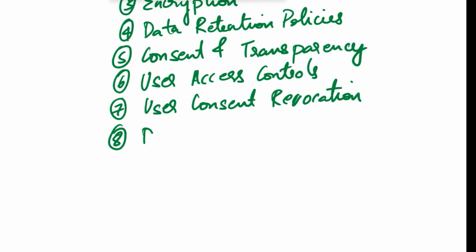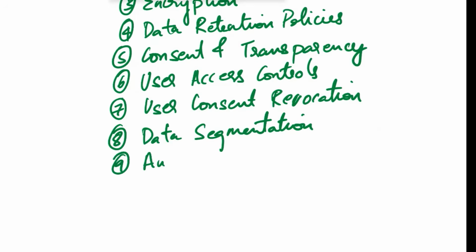Then we have data segmentation. Segregate data so that different types of data are stored separately. This prevents unauthorized access to sensitive information in case of a breach. Next, we have audit trails. Implement robust audit trails that track who accessed user data, when, and for what purpose. This enhances accountability and helps identify any unauthorized access.